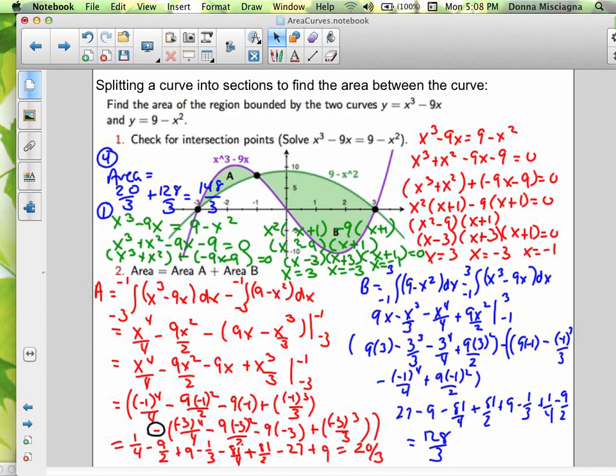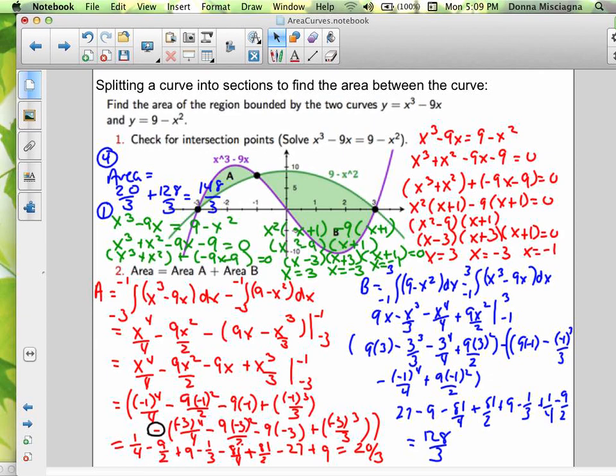So then we're going to find section B. We just switch them, and we have a different interval of integration. So now we have 9 minus x squared dx from -1 to 3 minus x cubed minus 9x dx from -1 to 3. So we integrate, we have 9x minus x cubed divided by 3 minus x to the 4th divided by 4 plus 9x squared divided by 2, and we're going to plug in 3 and -1.